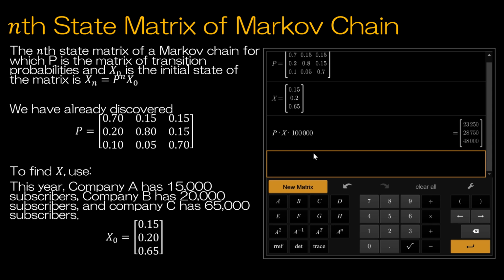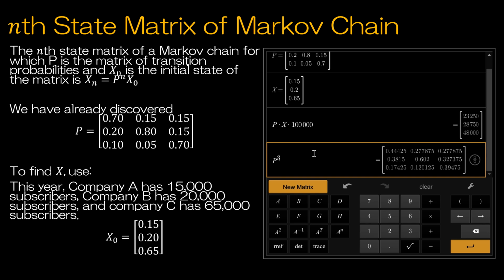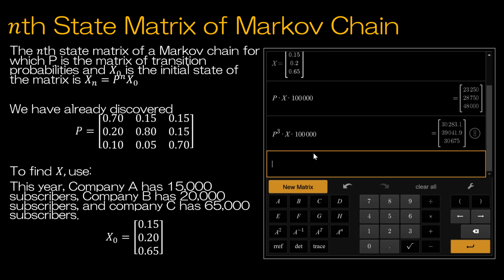Depending on the question asked, this one they said how many subscribers, I would want to take that times 100,000. Now, at the end of 3 years, notice I'm not going to take this value times 3. I'm going to take P to the third power and then times x and then times 100,000. And of course I would round to the nearest whole person, but that's going to give me the value at the end of 3 years.